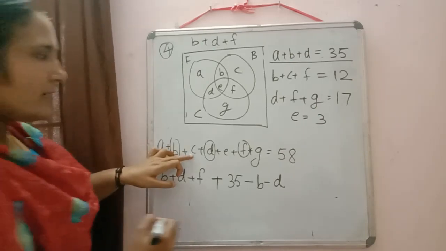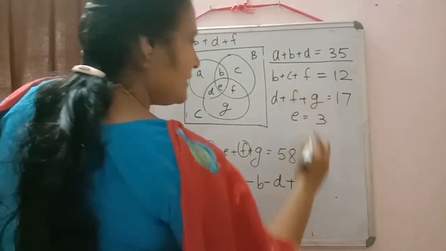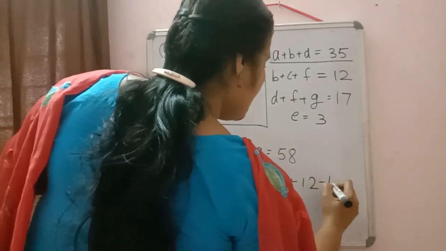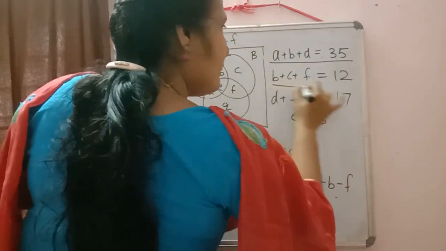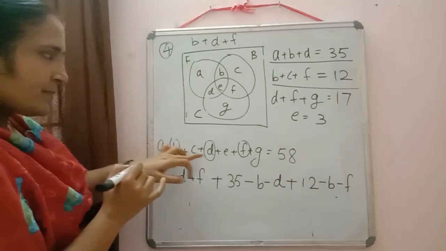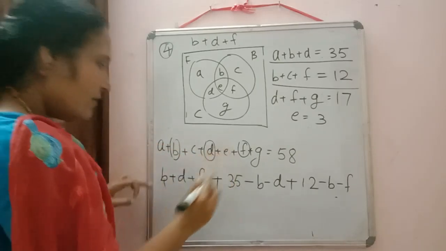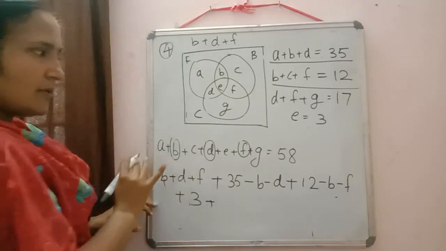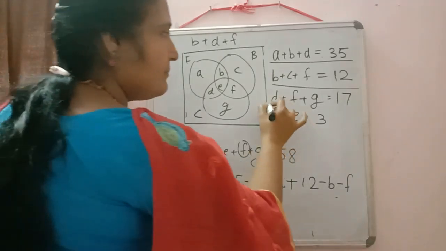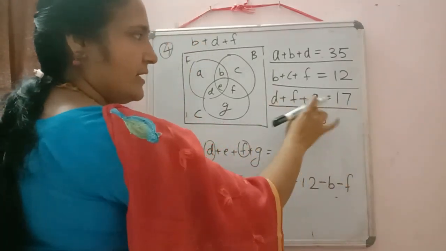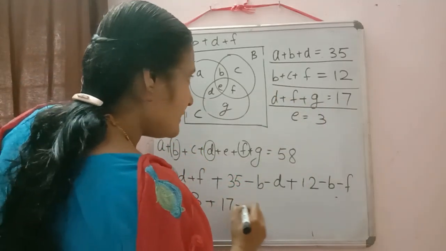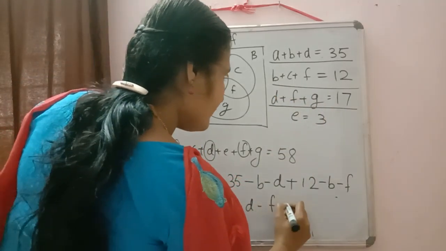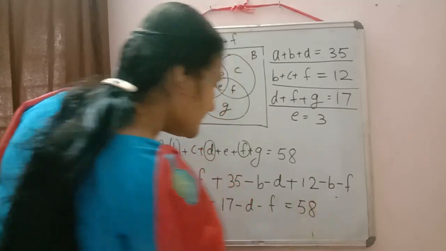Now C, how can we rewrite? C can be written as 12 minus B minus F from the second one. D is already written here. The value of E is 3. F is already written here. Now G. G can be written as 17 minus D minus F is equal to 58, which is given.